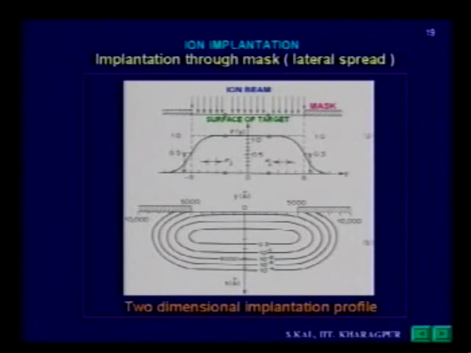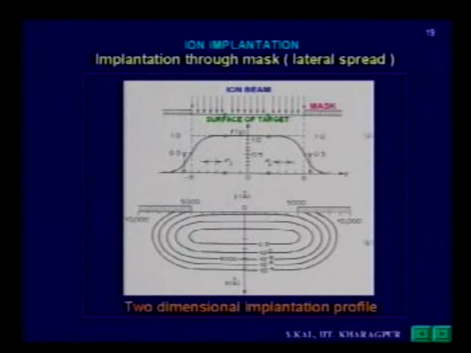In case of implantation, the mask material we normally use is silicon dioxide or silicon nitride, like dielectric material, but sometimes photoresist masking is also used. In some cases, if the implantation energy is not that high, you can use photoresist as a mask material. And this is implantation through a mask, that means here the window is open, then you are implanting.